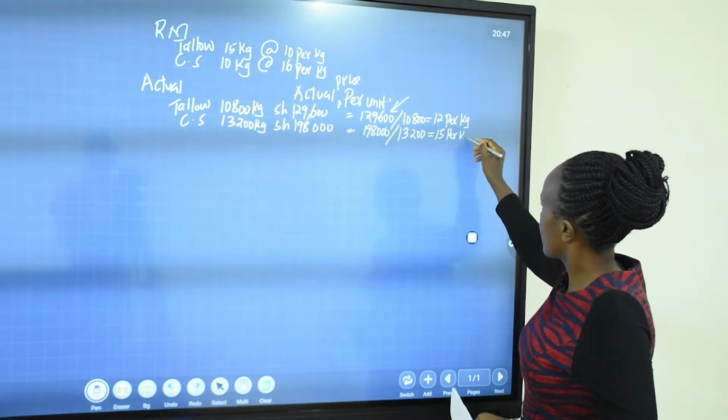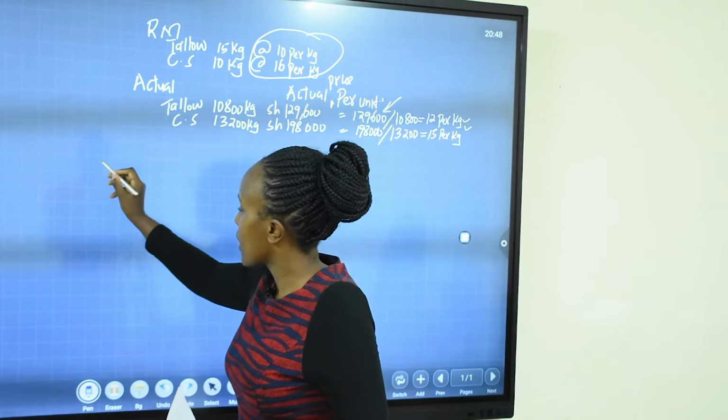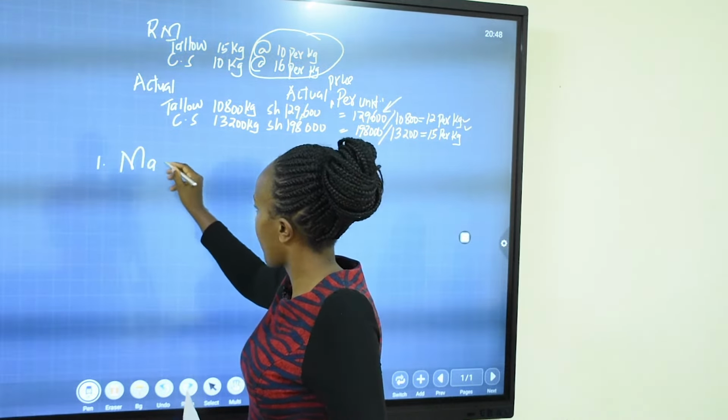So those are the actual per unit prices, and I want you to compare those with the standard. Our first variance is the material price variance. We have said all variances are the difference between the standard and the actual. So it is given by the standard price minus the actual price, multiplied by the actual quantity purchased.